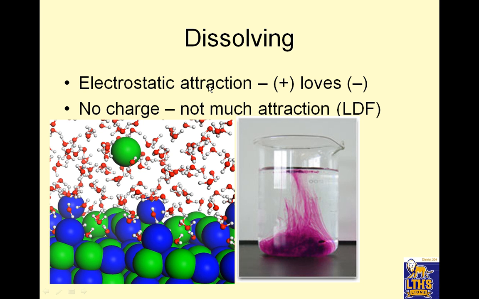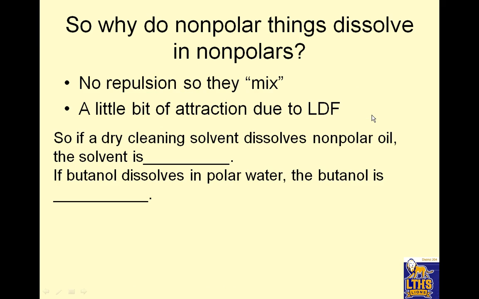All right, dissolving. Well, when things are dissolving because they're polar or ionic, it's because of electrostatic attraction. Polar things have opposite charges, opposite sides. Ionic things have opposite charges and opposite sides. So that's why those things dissolve in each other. If something has no charge, it has not much attraction for each other, kind of like dispersion forces.